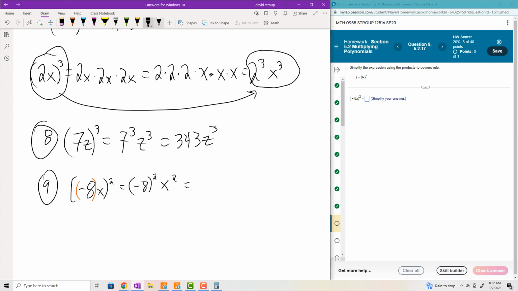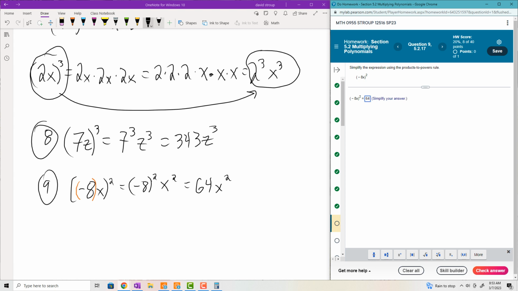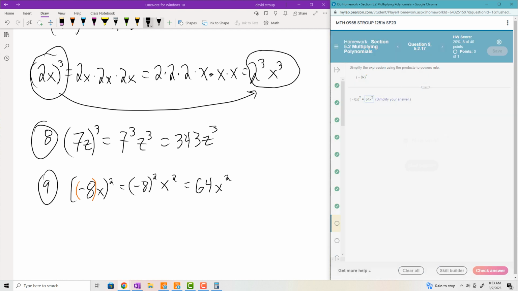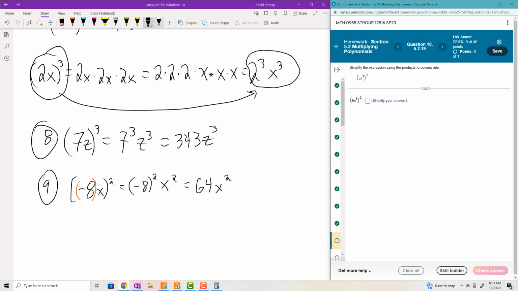So a rule with negatives, if you raise a negative to an even power, it'll become positive. So negative 8 squared is going to be positive, and then 8 squared. So that would be positive 64. Negative times a negative is positive. But in general, if you raise a negative to an even power, it'll turn into a positive. Okay, so we have 64x squared.